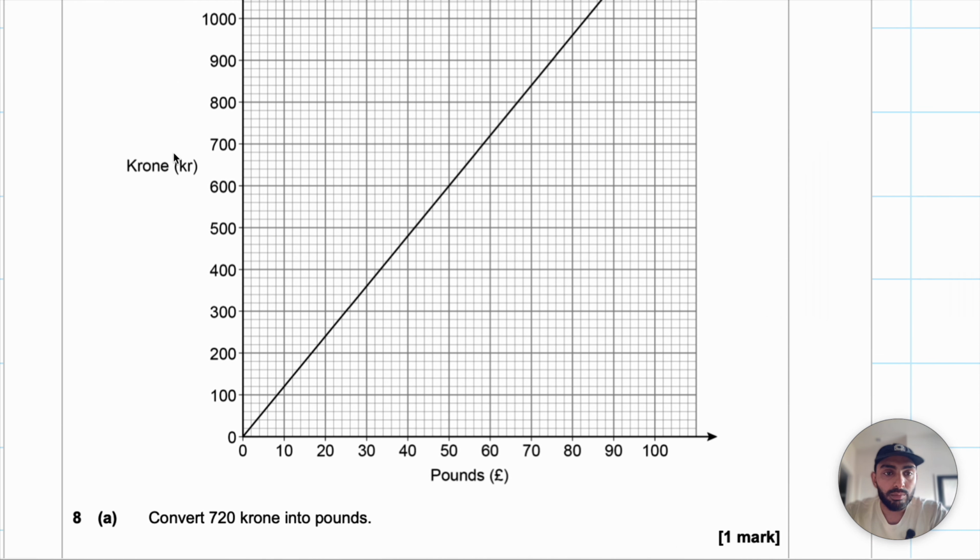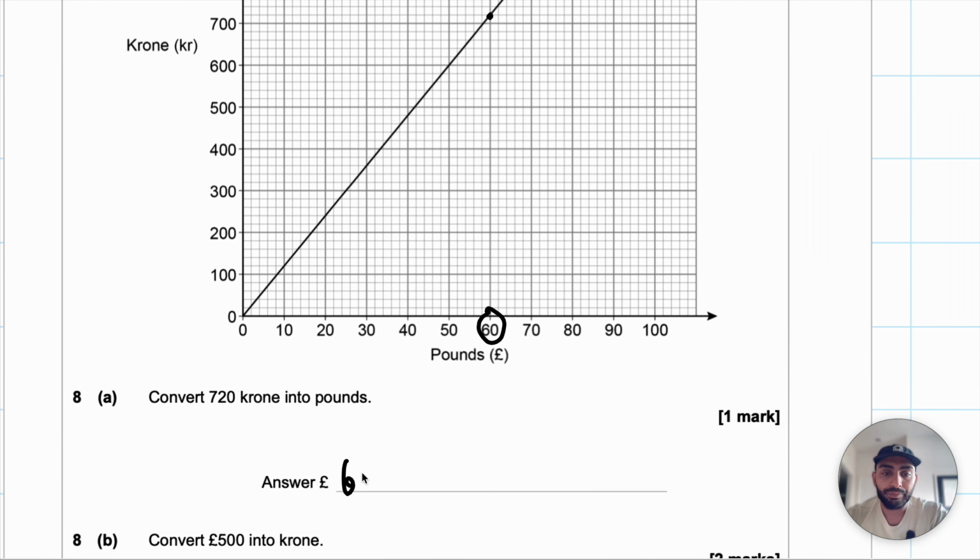I can see this is my kroner, this is my y-axis, and I've got 700 there, 800 there. There's 5 gaps, so that means each gap would be worth 20. So I need to read across at 720, which would be over here. Read down, and that would be at £60.